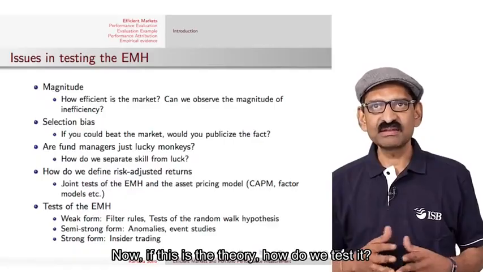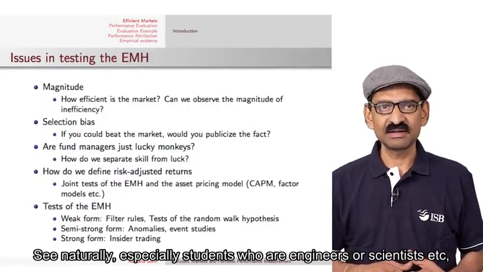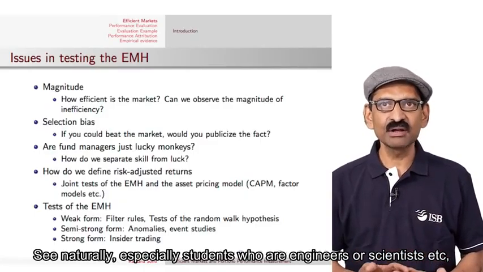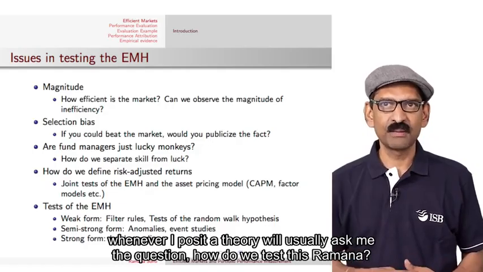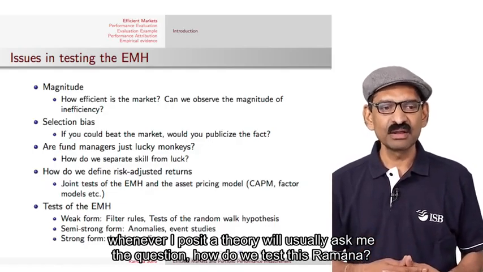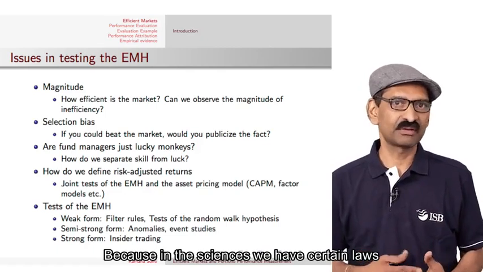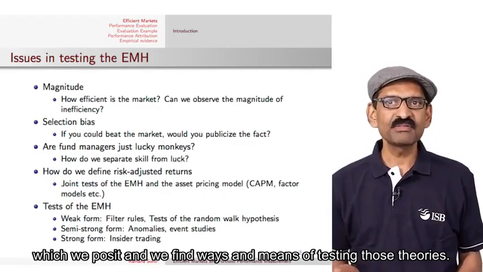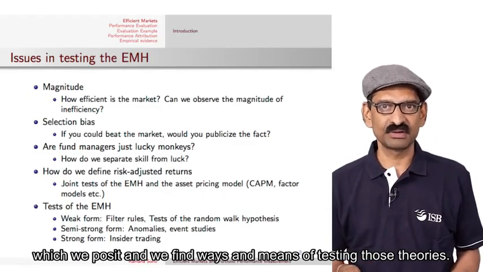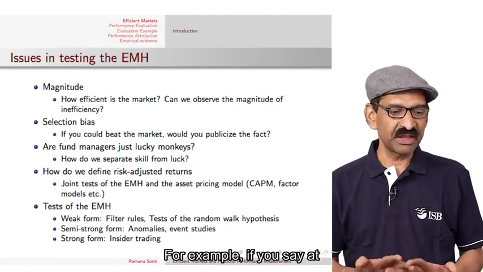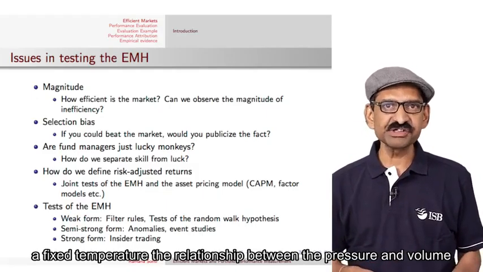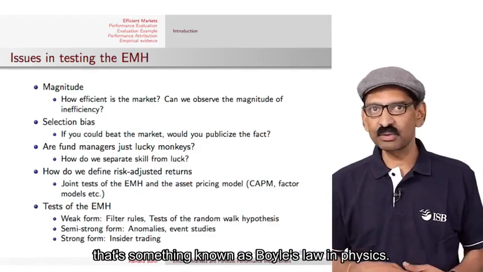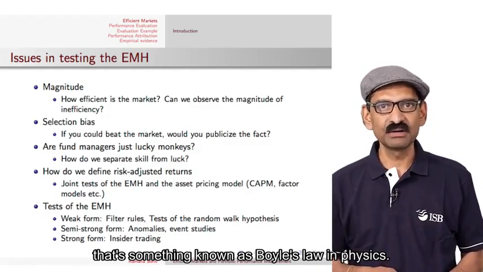Now, if this is the theory, how do we test it? Naturally, especially students who are engineers or scientists, whenever I posit a theory, will usually ask me the question, how do we test this, Ramana? Because in the sciences, we have certain laws which we posit, and we find ways and means of testing those theories. For example, if you say at a fixed temperature, the relationship between the pressure and volume of a gas is in a certain direction, and that's something known as Boyle's law in physics, how do we test that?